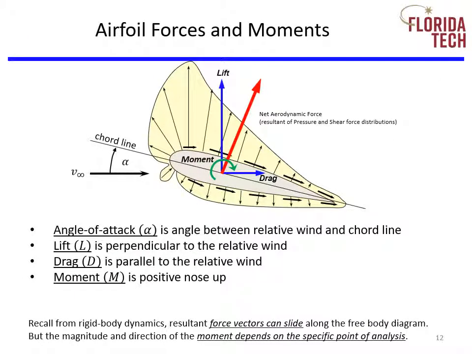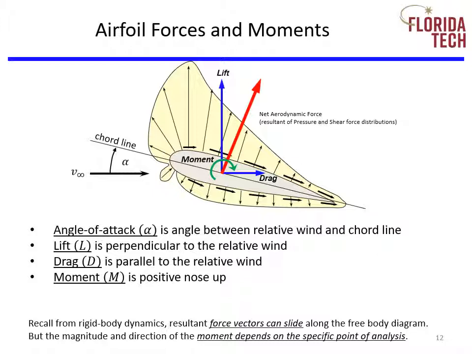Before we define lift and drag coefficients, let's break down the forces and moments of an airfoil. Angle of attack is the angle between the relative wind and the chord line. While this definition makes sense for a symmetric airfoil, students often get confused with highly cambered airfoils. The chord line is the key reference for angle of attack, not the camber line.